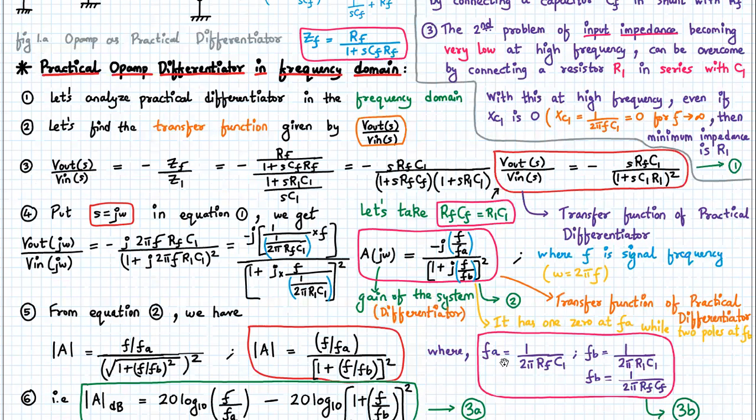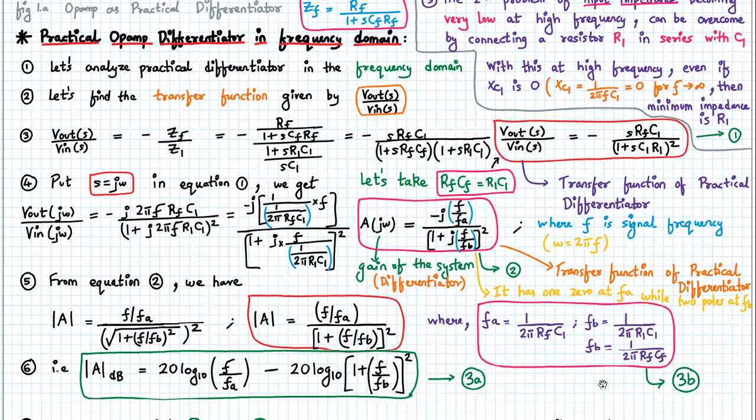So what is FA and FB? FA was 1 upon 2 pi RF into C1. FB is given by 1 upon 2 pi R1 into C1. And FB is 1 upon 2 pi RF into CF. Okay, so that is, we call it equation number 3b. So this equation number 2 is really the transfer function of a practical differentiator in frequency domain.